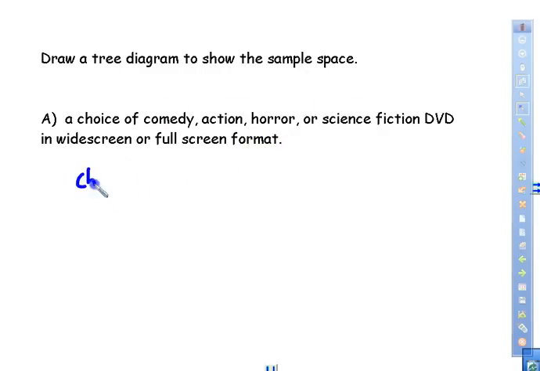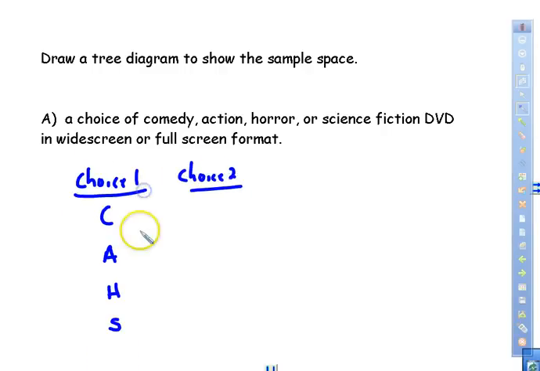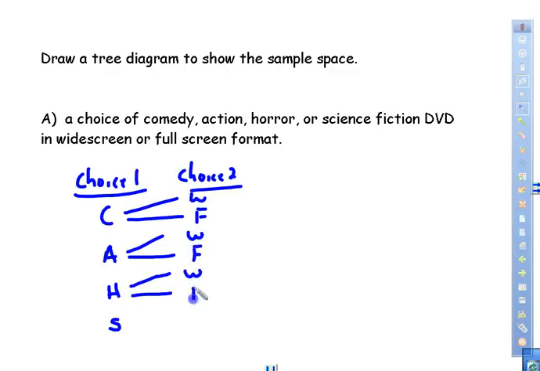So that's going to be my choice 1, which is going to be, and I'm going to abbreviate, comedy, action, horror, and science fiction. And then from there, choice 2 is going to be whether it's widescreen or full screen. So widescreen or full. And it's off of each one, wide or full, wide or full, and then wide or full. Now we need to find our outcomes from each one of those branches.